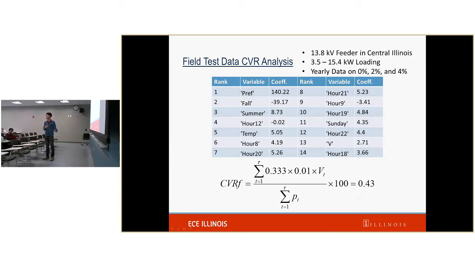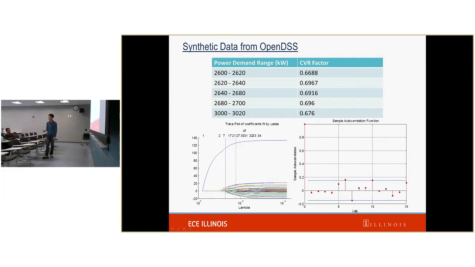power PREF, same as our synthetic data. Then it goes to the season, and then you have hour 12, the temperature, then hour 8, hour 20. The most important one, and the one we are interested in, is voltage, coming in at number 13, with a coefficient of 2.71. So with the CVR factor, once you know this coefficient, you can lower the voltage by 1%, recalculate your power demand, find the difference, and calculate the CVR factor. In this case, it turned out to be 0.43.